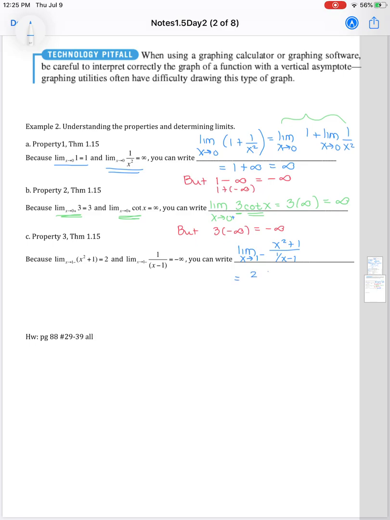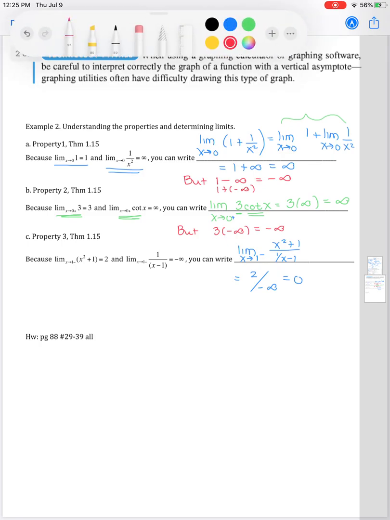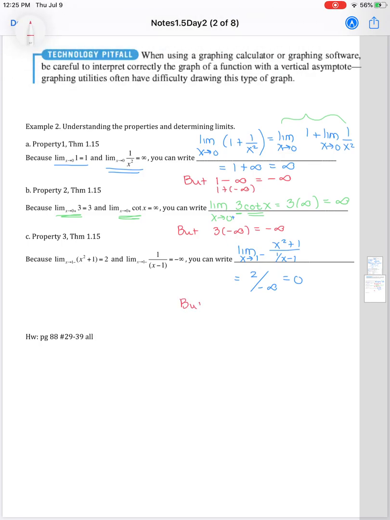You take the limit of the numerator, which is 2, limit of the denominator, which is negative infinity, and any time you have a number over infinity, that is equal to 0. A number over infinity, okay? And we're going to learn that in section 3.5, which comes next. But if we flip that, and if we did negative infinity over 2, well, negative infinity over 2, that is still negative infinity. And positive infinity over 2 would be positive infinity.